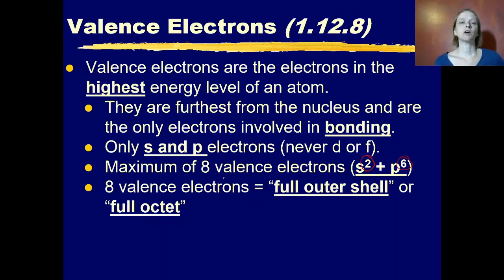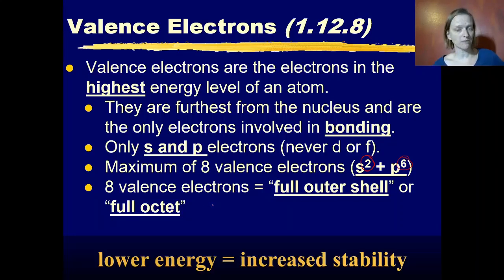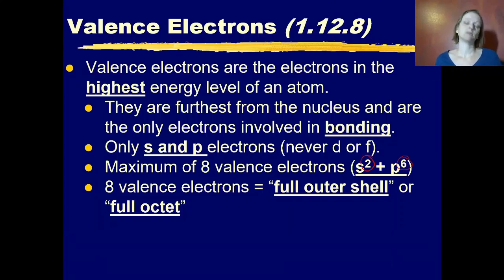8 valence electrons we call a full outer shell or a full octet. And having a full outer shell is very energetically stable for atoms, so they like to be stable. They like to have low energy. Therefore, this is why atoms bond, to get a full outer shell, a full octet. Atoms want to have 8 electrons in their outer shell.